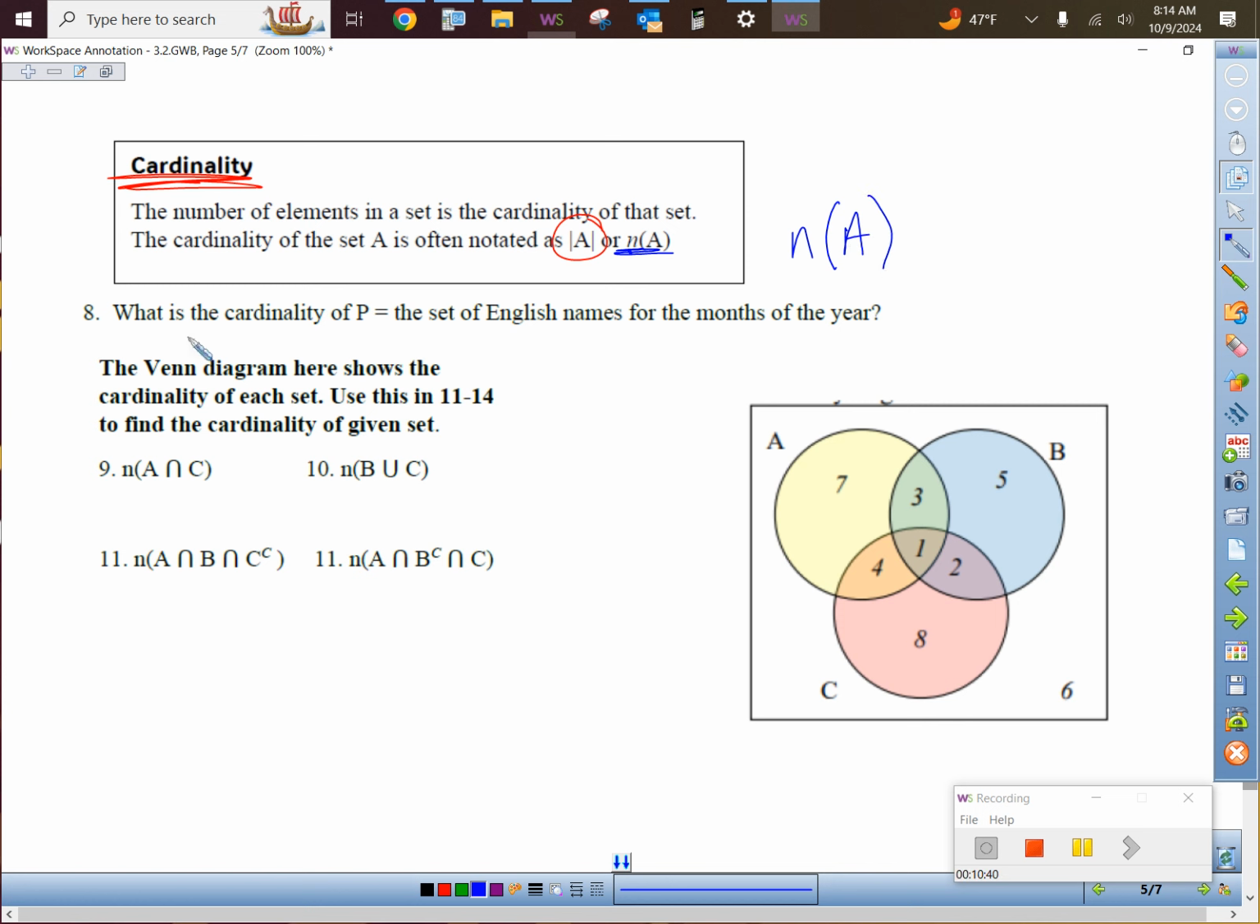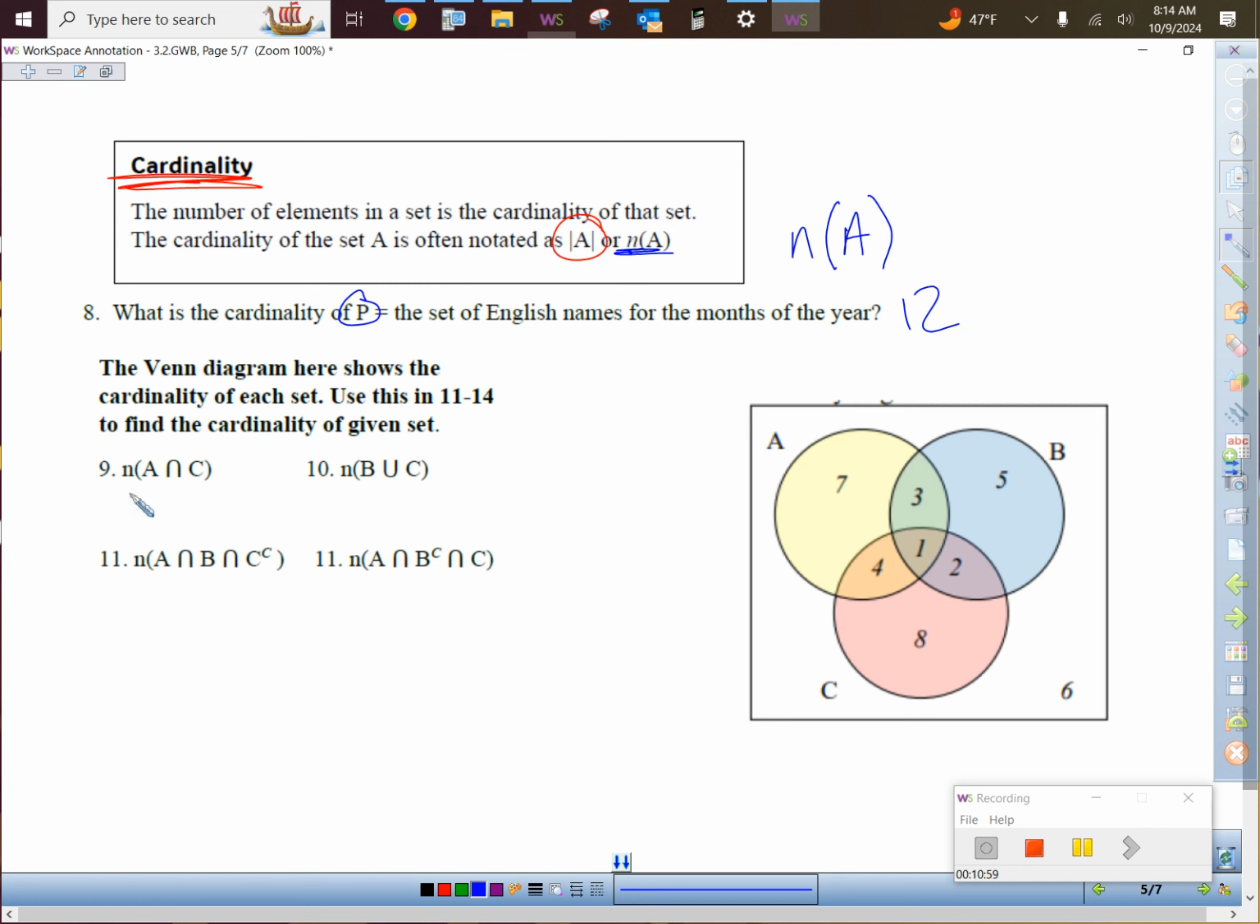So here's an easy one. What is the cardinality of P, where P is the set of English names for months in the year? What is the cardinality of the set of English months? 12. That's fancy talk for how many months do we have, right? Aren't there 12 months in the year, right? So that's what cardinality means. What's the number of them?